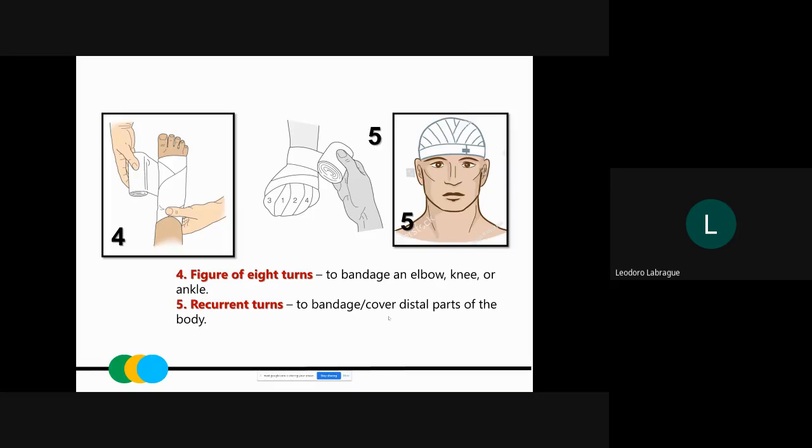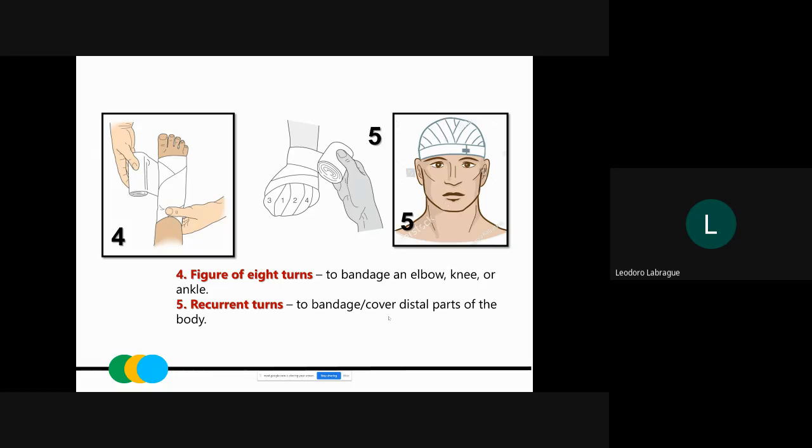And this is also very exciting, the last 2 types of bandaging technique. Number 4 is called figure of 8 turns. This is actually performed to bandage an area with joints, such as the elbow, the knee, and the ankle. This type of bandaging technique is called figure of 8. Why is it called 8? You will learn that in the lab. Your teachers will show you why it is called figure of 8. Why not figure of 7? Why not figure of 6? Why 8? Teachers will show you that.